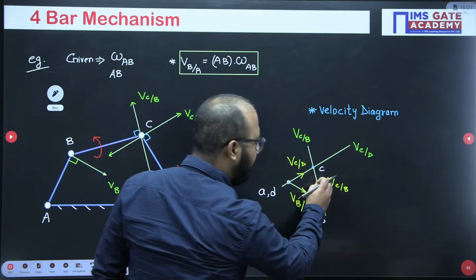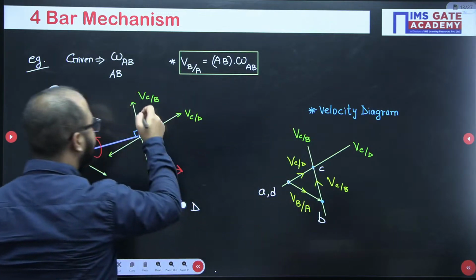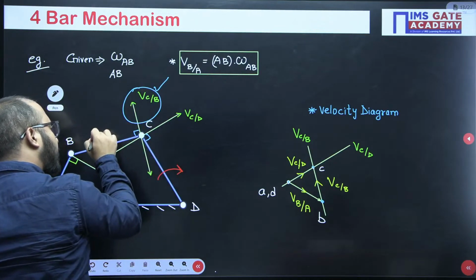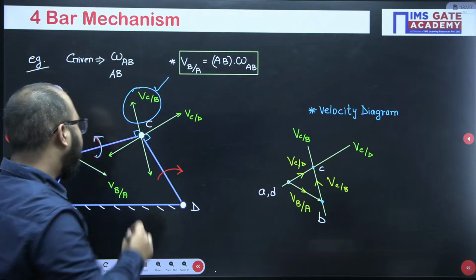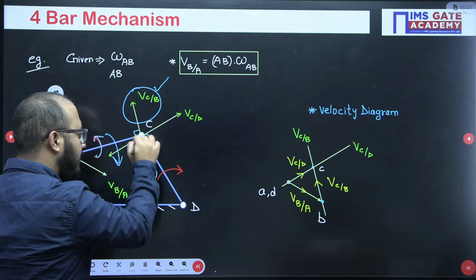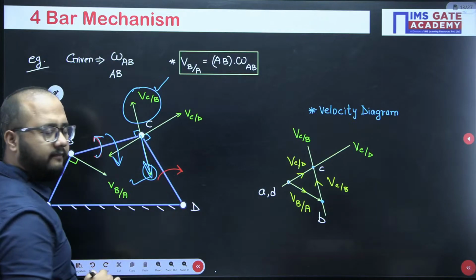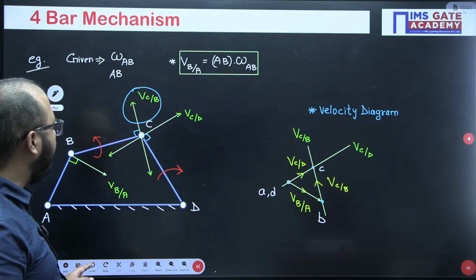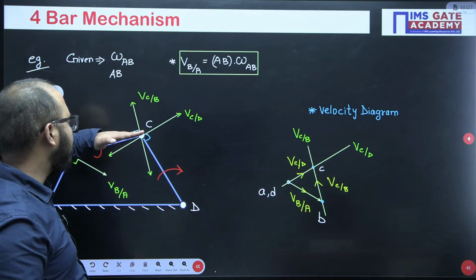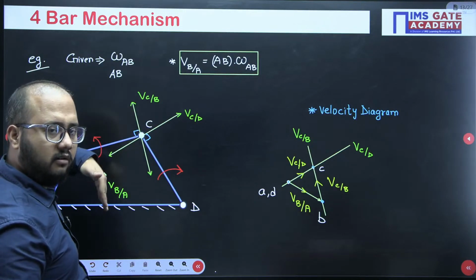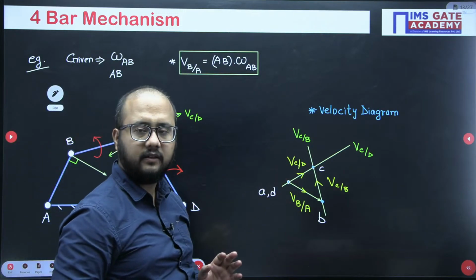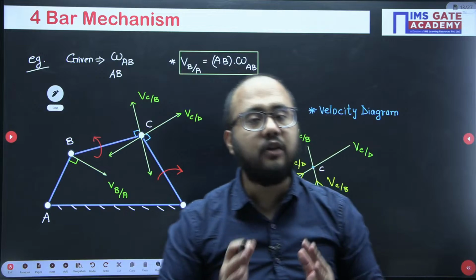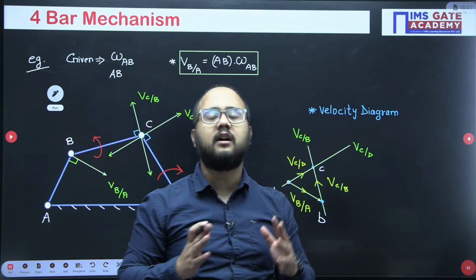Now when it is confirmed that C with respect to B is like this, this one will be the correct answer. When this is the correct answer, link BC will be rotating anti-clockwise. If it was rotating clockwise, then the other vector direction would be the correct answer. That's why I told you from the velocity diagram we will easily confirm whether link BC is moving clockwise or anti-clockwise. Directly it will be understood from the diagram itself. All the steps I've mentioned here, guys.